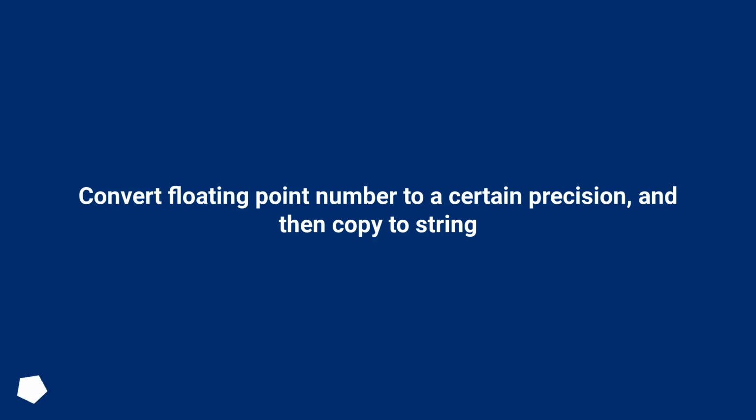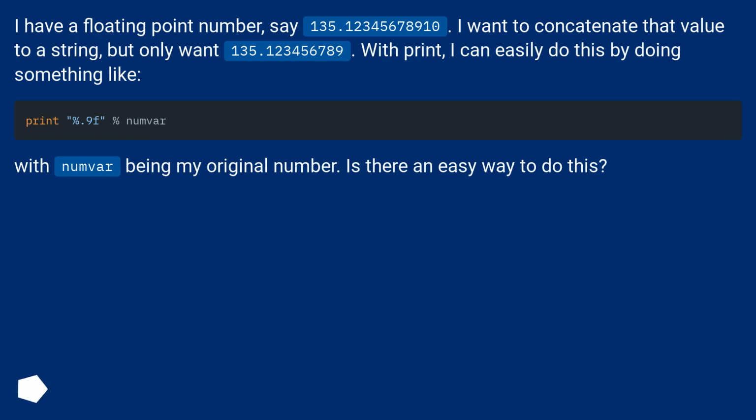Convert floating point number to a certain precision, and then copy to string. I have a floating point number, say 135.12345678910. I want to concatenate that value to a string, but only want 135.123456789. With print, I can easily do this by doing something like this, with number being my original number. Is there an easy way to do this?